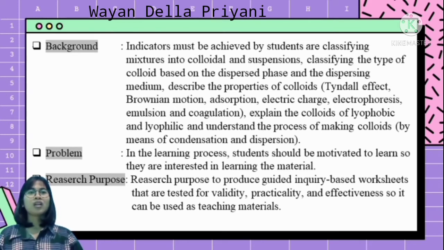Problem: in the learning process, students should be motivated to learn so they are interested in learning the material. Research purpose: to produce guided inquiry-based worksheet. They are tested for validity, practicality, and effectiveness so it can be used as teaching material.